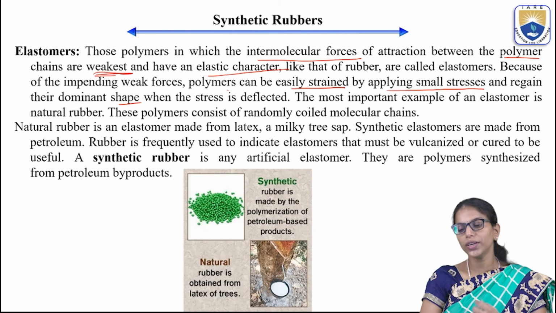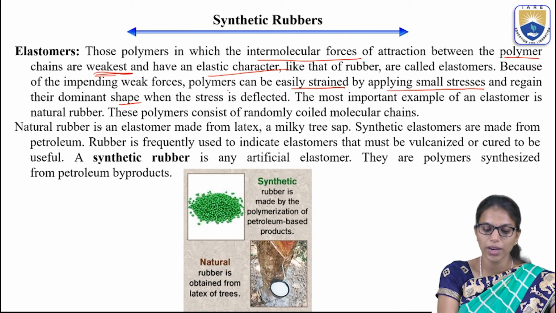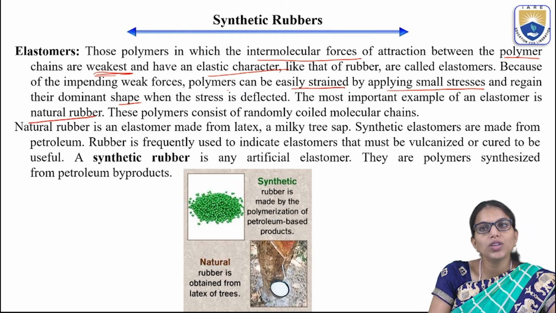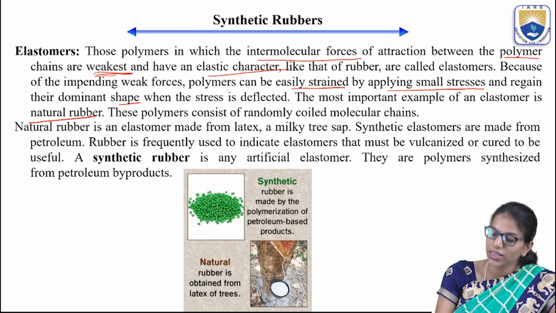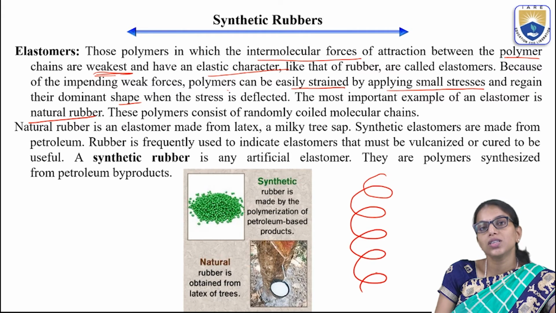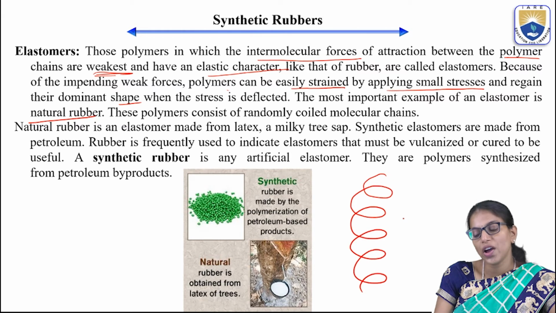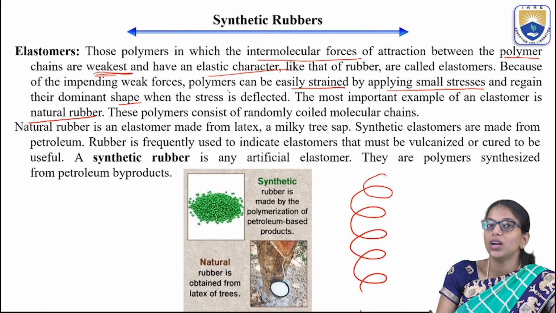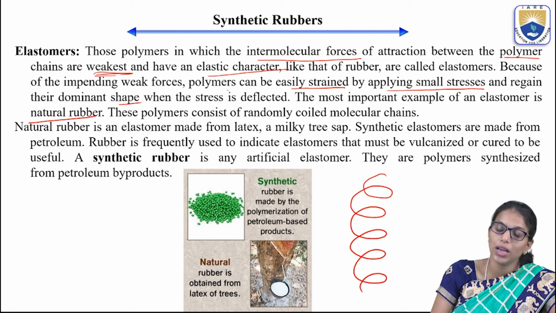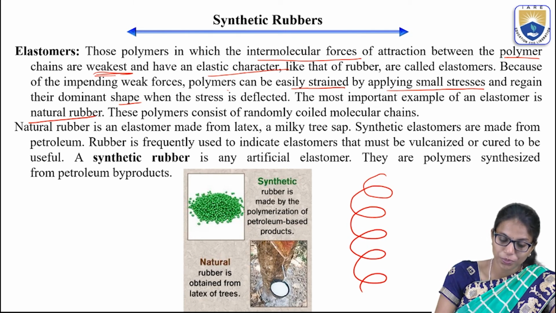The most important example of an elastomer is natural rubber. These polymers consist of randomly coiled molecular chains. As I have said, if we look at this coil type structure, cis-1,4-polyisoprene has this type of helical structure, and just because of this coiled helical structure, it has a good elasticity property, and that's what we call rubber.